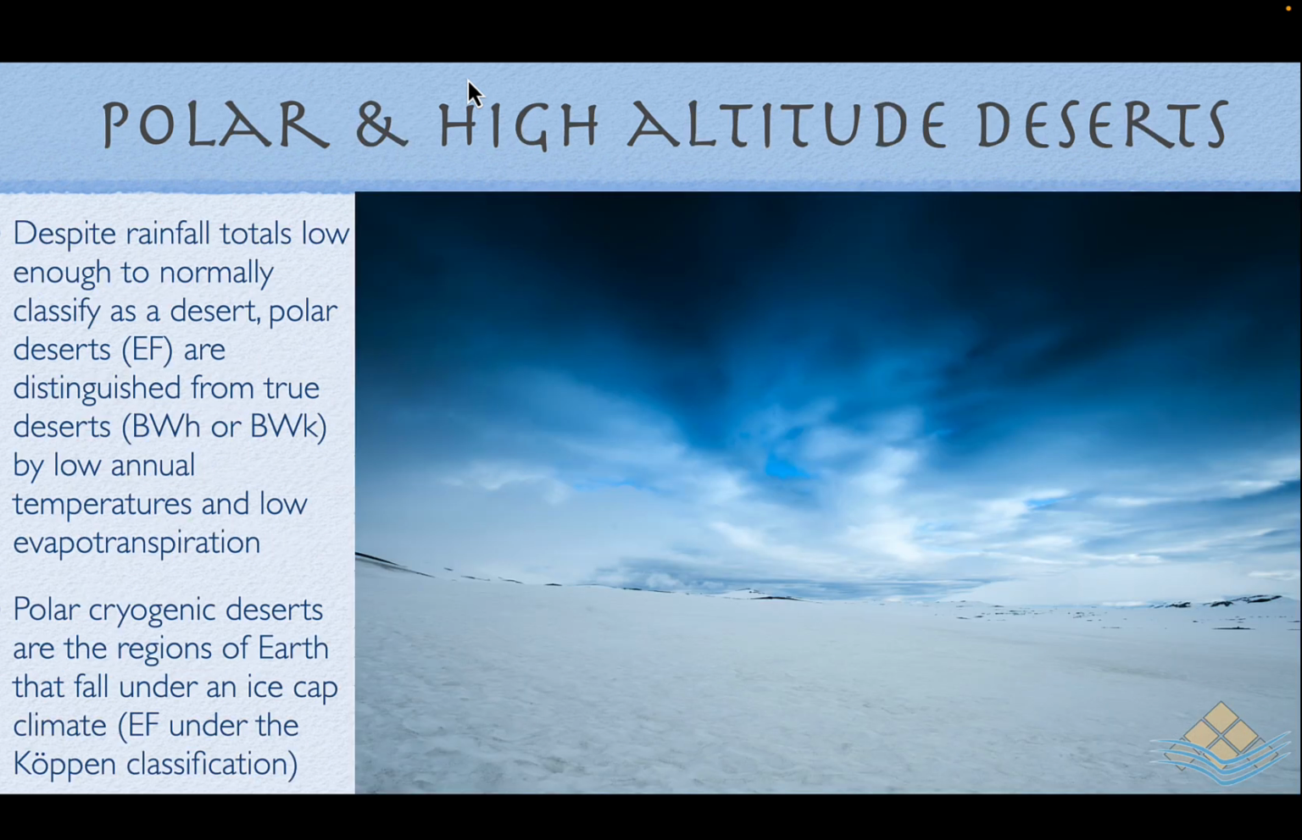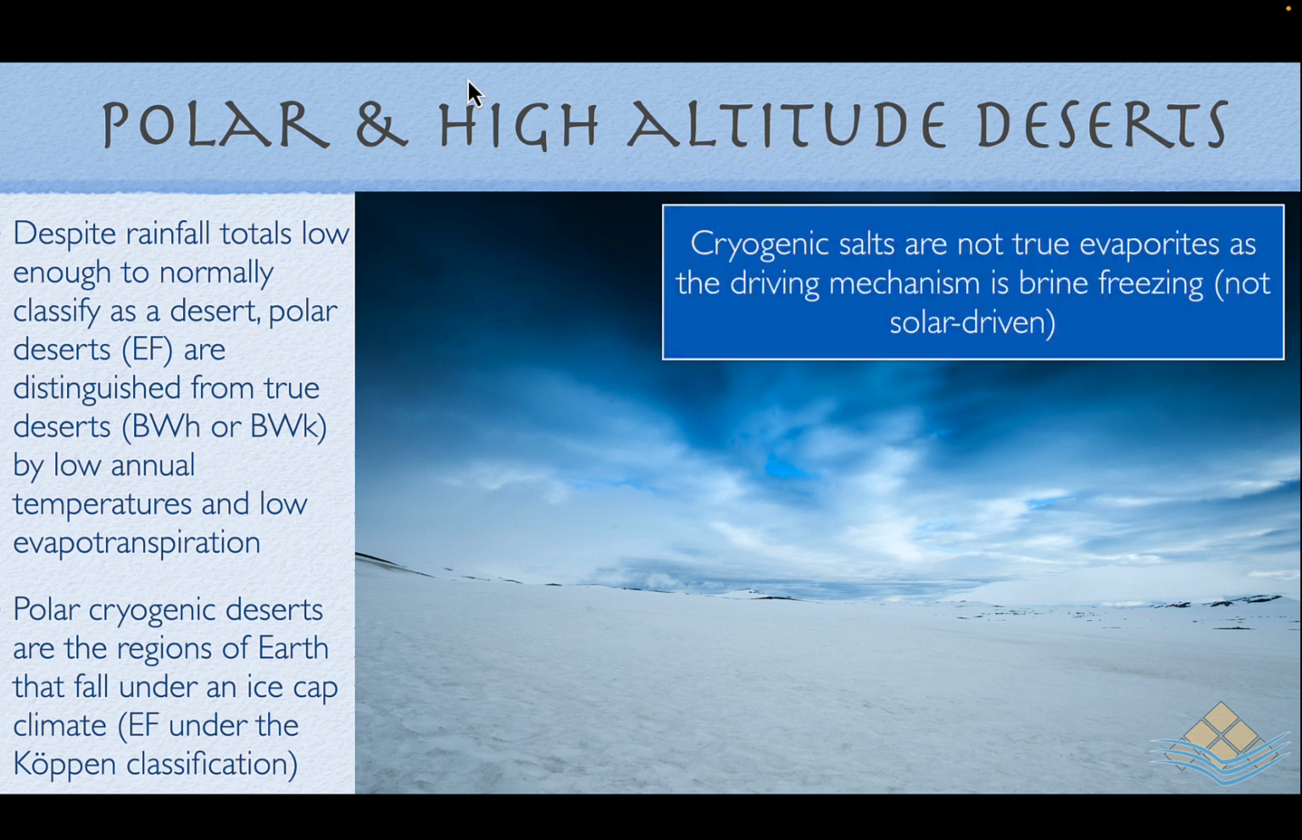Then we've got a whole group of salts, which we're not going to get into in our discussion in this section. These are the cryogenic salts. Now, cryogenic salts are not true evaporites, as the driving mechanism is brine freezing. They're not solar-driven evaporites. When we look at deserts and we look at salts accumulating in them, we see salts accumulating in belts where we have a Hadley cell, typically true deserts, the hot arid or the cool arid settings, but there's a whole range of other climate modes where we see low levels of evapotranspiration, lower annual temperatures, slower rates of brine loss, we can accumulate our salt.